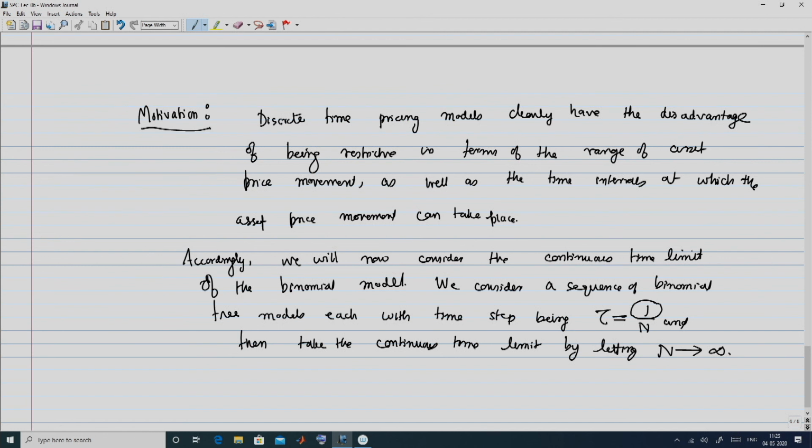we divide it into n number of subintervals. So, the length of each of those subintervals is going to be 1 over n. So, suppose we take our time interval of 1 year and we want to look at the asset price movement over 1 year, and we take n equal to 2. So, that means tau is going to be equal to half a year, which is 6 months. Then we take say n equal to 12, that means tau is going to be 1 month. If we take n equal to 365, then tau is going to be equal to 1 day.